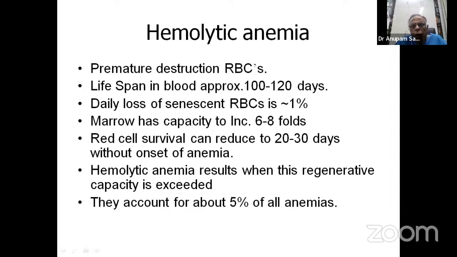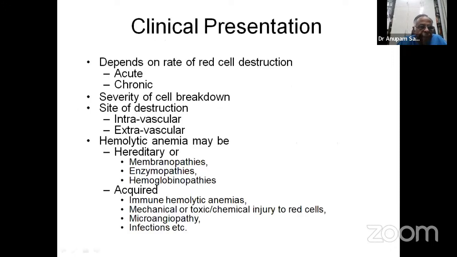Now coming to hemolytic anemia. The normal lifespan of an RBC is 100 to 120 days, and daily loss of RBCs is approximately 1%. Marrow has a capacity to increase the production of RBCs by 6 to 8 folds. If RBC survival is reduced, it can lead to anemia if it outstrips the regenerative capacity of the marrow. They account for nearly 5% of all anemias. Clinical presentation can be acute or chronic, and it also depends upon the severity of cell breakdown and the site of destruction, whether the destruction of the RBC is taking place intravascular or extravascular. Hemolytic anemia may be hereditary or acquired. Hereditary examples are hemoglobinopathies and enzymopathies, and acquired are immune hemolytic anemias.